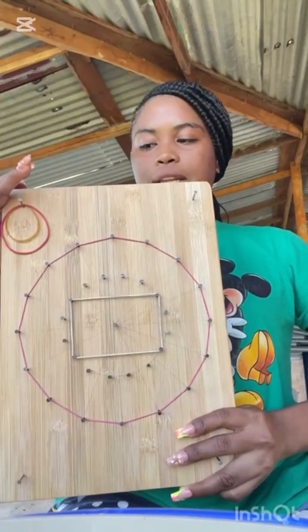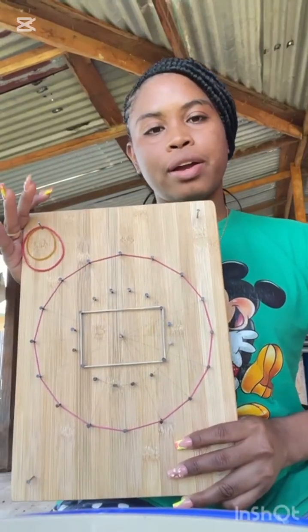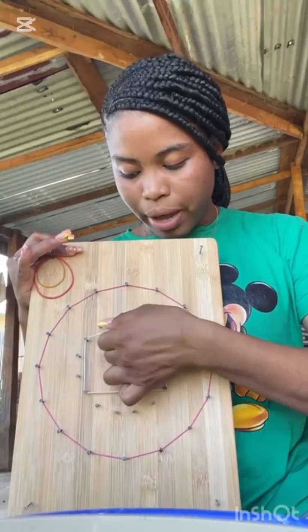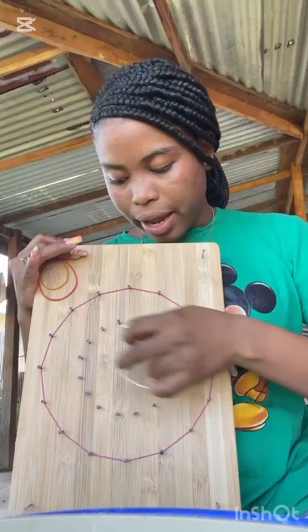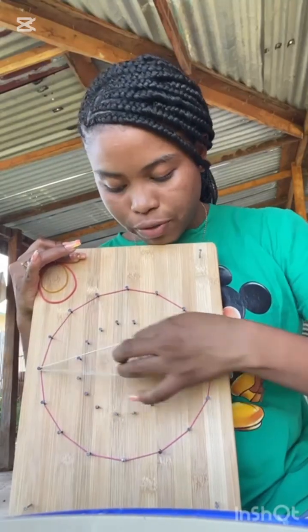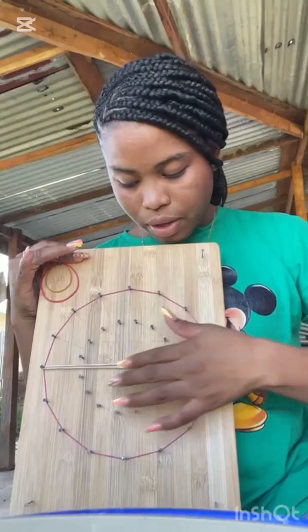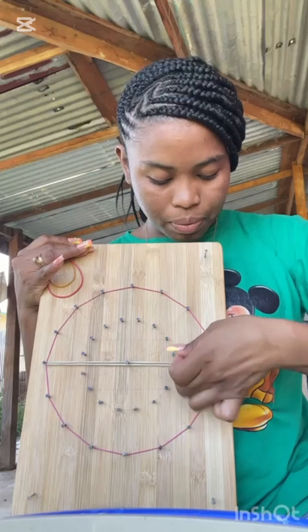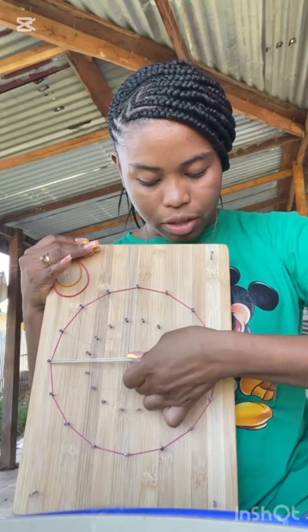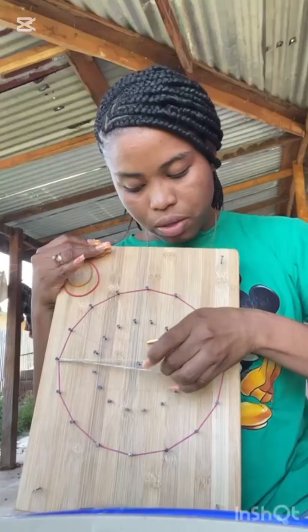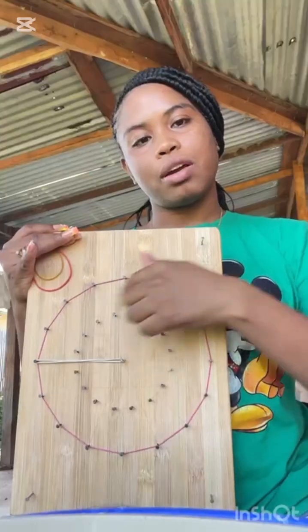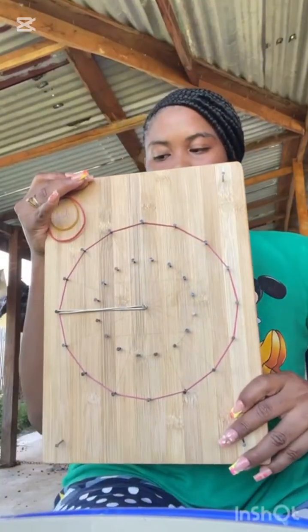In addition to that, I'm going to teach circle and the parts of a circle. I can use my rubber band and I can show the children how to find the diameter of a circle, to find the radius of a circle, and even to show them the circumference of a circle.